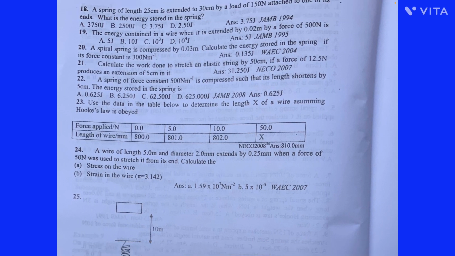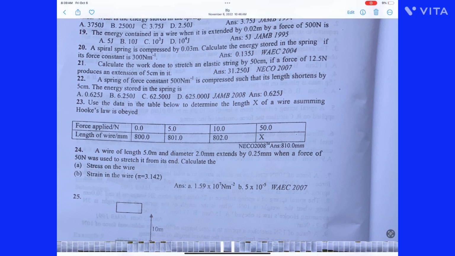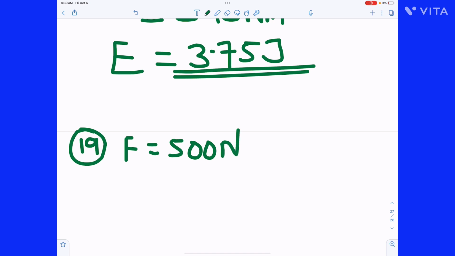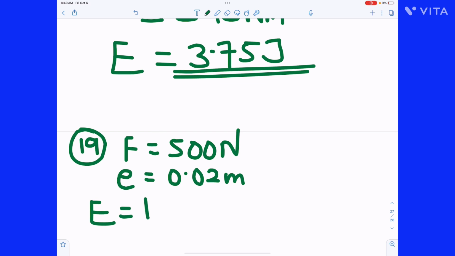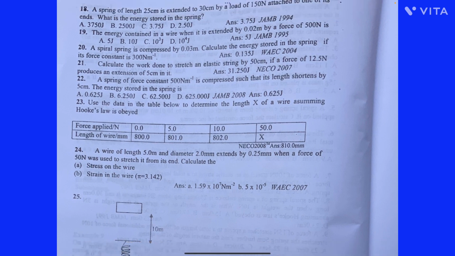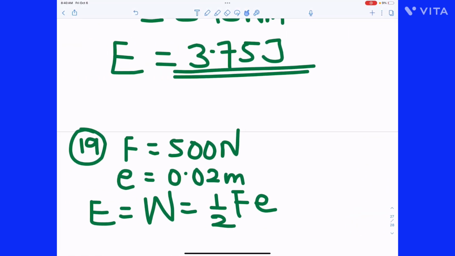Number 19. The energy contained in a wire when it is extended by 0.02 meters by a force of 500 newtons is, okay, I think that's pretty straightforward. Force of 500 newtons, extension 0.02 meters. Energy contained is work done by the force, which is the average force applied times the extension. I think I got my values right. 500, 0.02 meters. Let's go. So this gives me what?